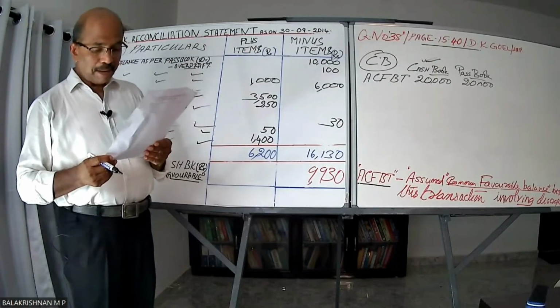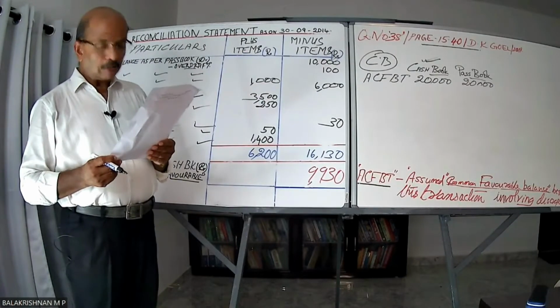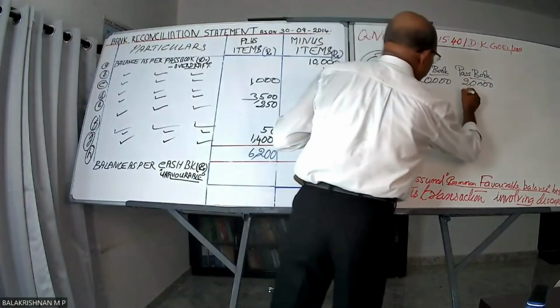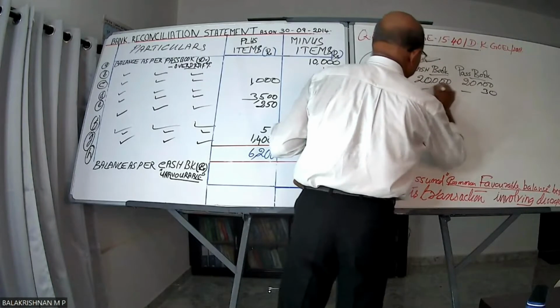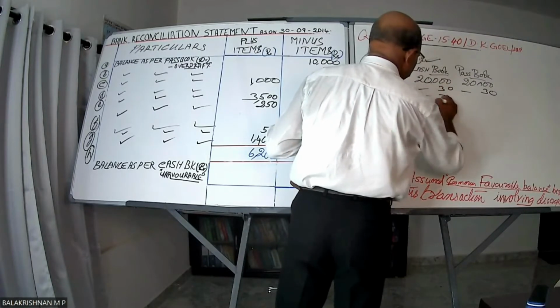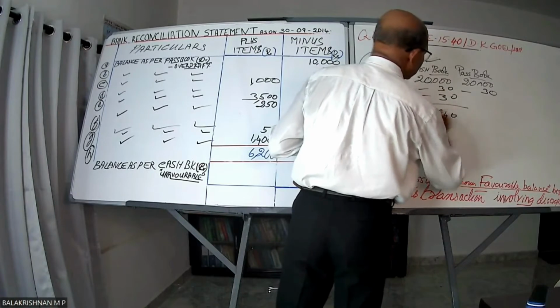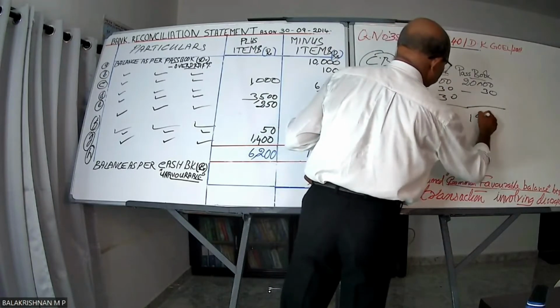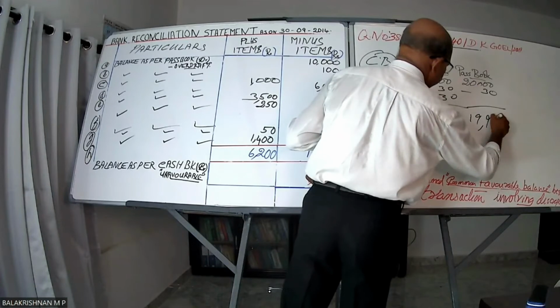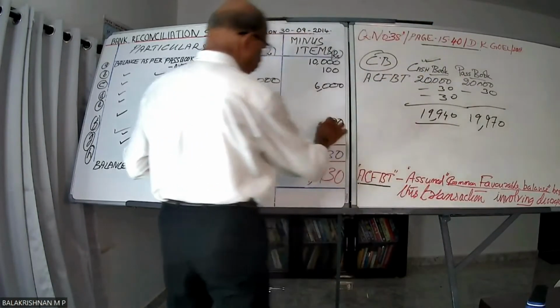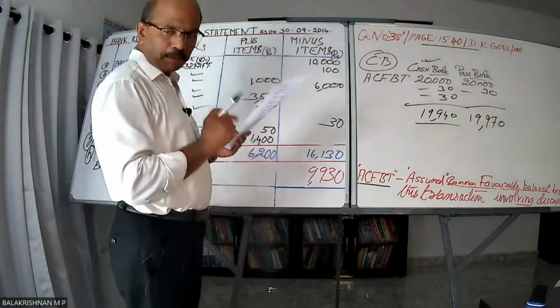In the cash book, a bank charge of rupees 30 was recorded twice. So when the bank reduced just 30, I have reduced twice. As a result, I am showing 9,940, whereas the bank is showing 9,970. It's a decreasing effect to the extent of 30 rupees. That's why I'm showing it here. Okay, one part of that question.